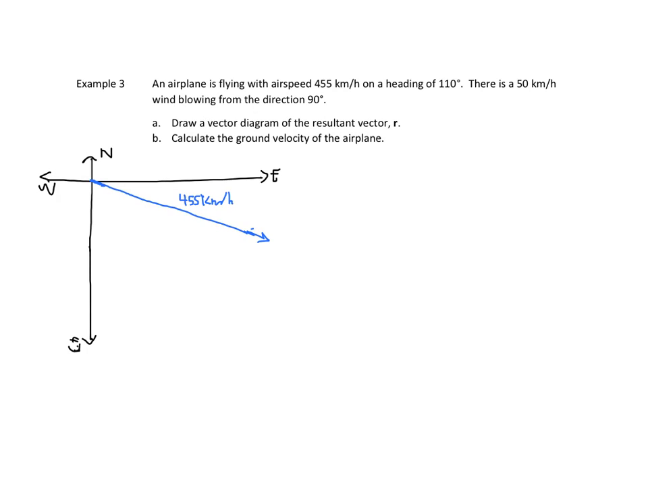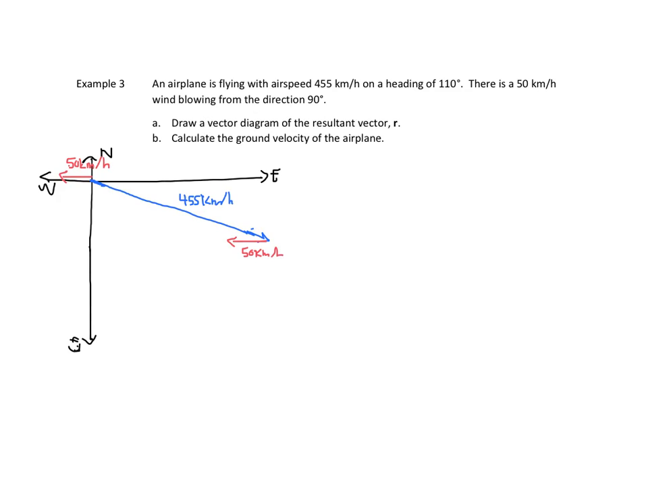And at the same time, there's a wind blowing from 90 degrees. Now 90 degrees clockwise from north would be blowing directly from the east, is what that means. So we've got another vector here representing the wind speed, and the magnitude there is 50 kilometers per hour. Now in order to find the resultant vector, I need to move that vector down here so that I have them head to tail. So this is my wind vector.